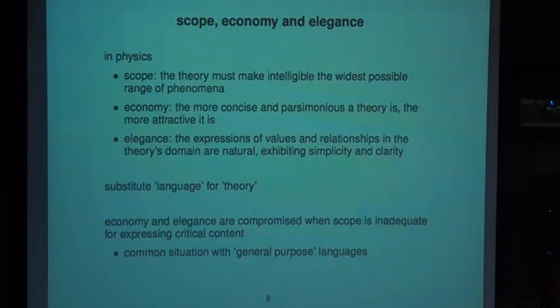Now, the problem is that getting all of these three things right is very, very difficult. And if we concentrate too much on one, we sometimes compromise the other one. And in general purpose programming languages, we find very often that the scope is not quite where we want it to be. And this is what's driving domain-specific languages, because if the scope's not quite right, then the economy and the elegance go out of the window immediately, because we start building representations that we need inside an infrastructure that is unsuitable for those representations.